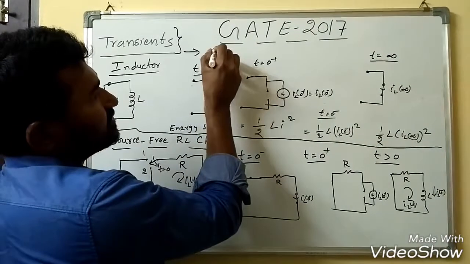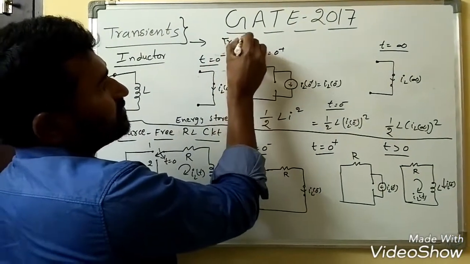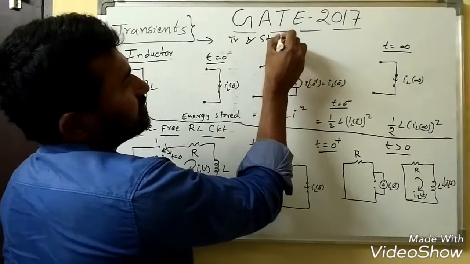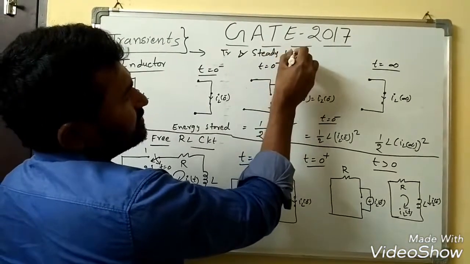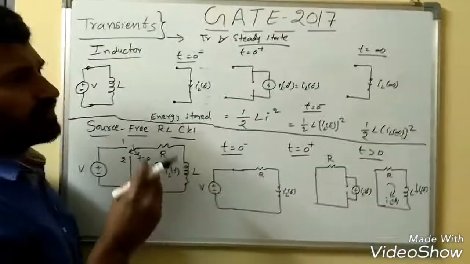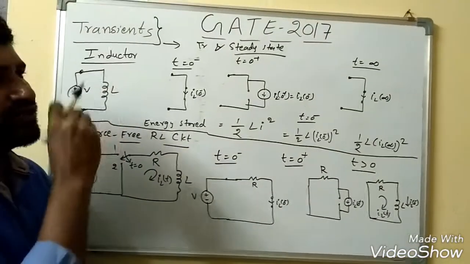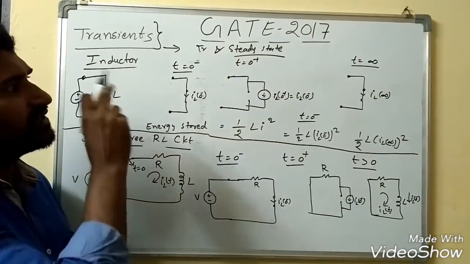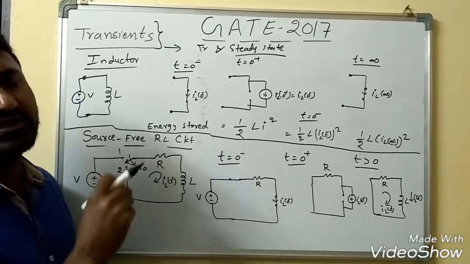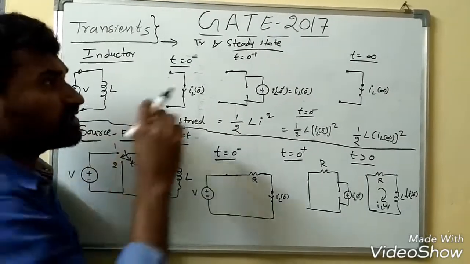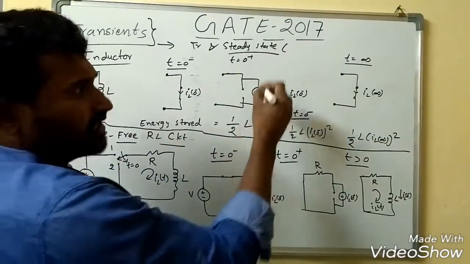So in an inductor there is a transient state and there is a steady state. Steady state means when you apply this voltage continuously up to infinite time, the inductor will reach its steady state. That means at the steady state the current will be definite.